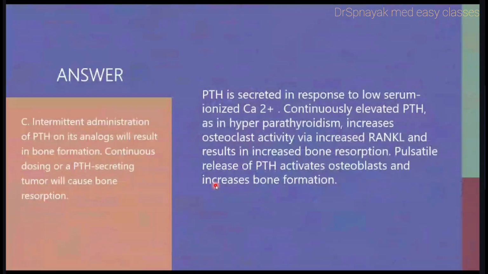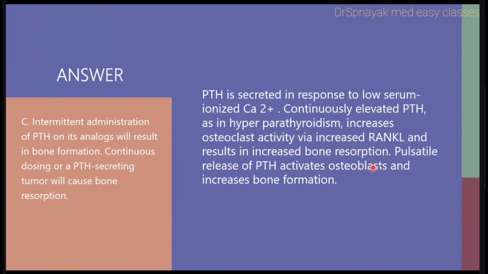Let's learn a brief about parathyroid hormone. Parathyroid hormone is secreted in response to low serum ionized calcium. Whenever there is hypocalcemia, or low calcium in the serum, parathyroid hormone is secreted as a response. But if parathyroid hormone is continuously elevated, as in cases of hyperparathyroidism, it increases osteoclast activity via increased RANKL. There is a signaling pathway called the OPG-RANKL signaling system, which we will learn in the next questions. So continuously elevated parathyroid hormone leads to osteoclast activity, which results in bone resorption.